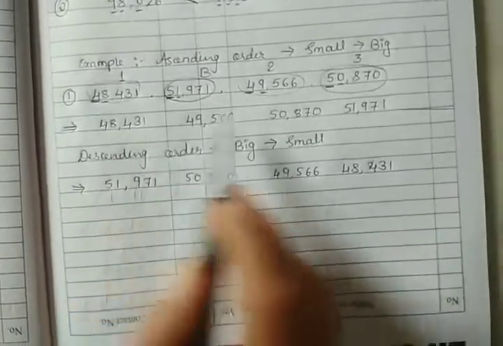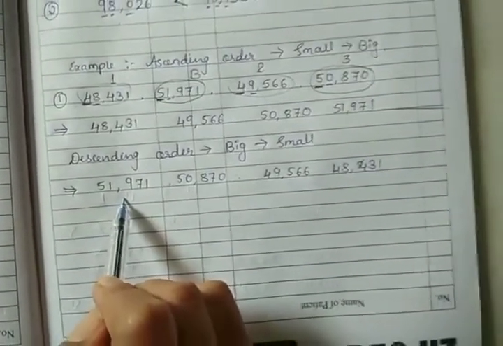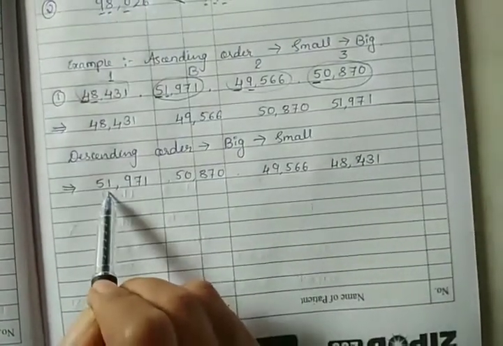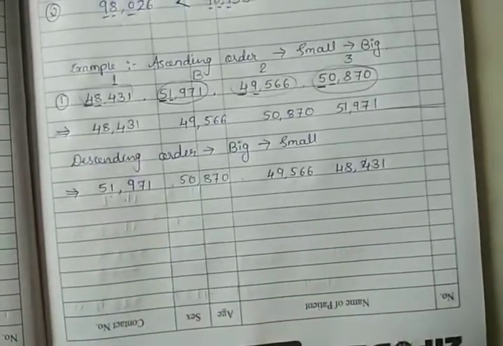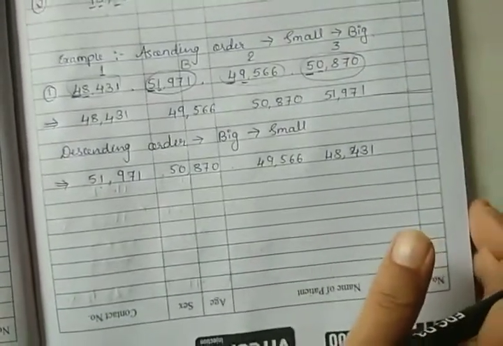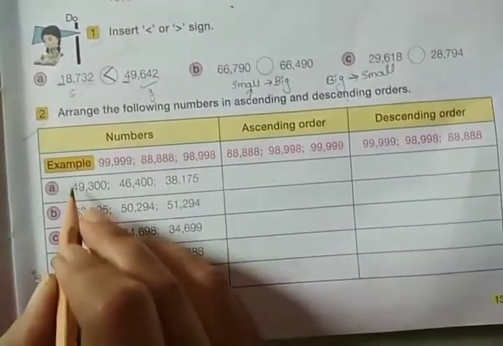So ascending is the reverse of descending order. Exactly the reverse. The last number will come first, then the second last, then the third last, then the first number. Okay. Now we'll see the example from the textbook.